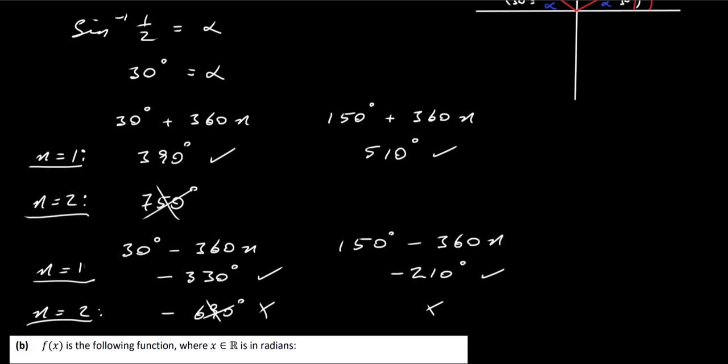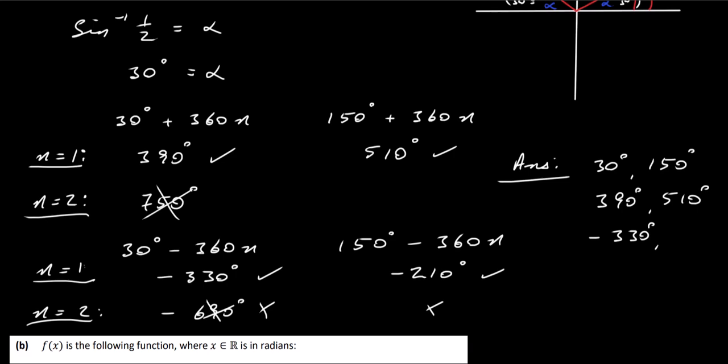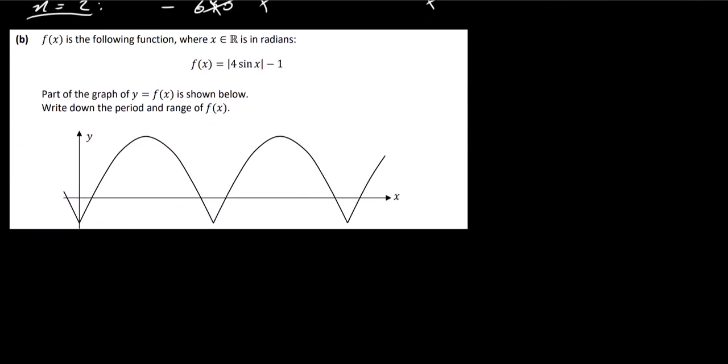So in other words, our answers are 30 degrees, 150 degrees, 390 degrees, 510 degrees, minus 330 degrees, and minus 210 degrees. These are our 6 answers, and you can put those into your calculator. Just find the sine of each of those and you will get a half. Okay, let's move on to the next question then.